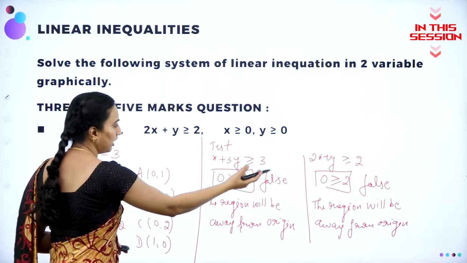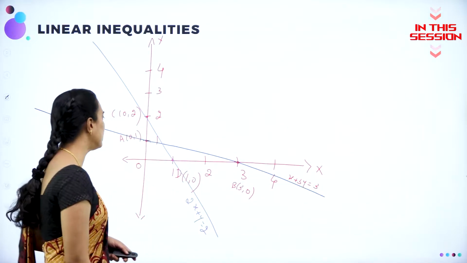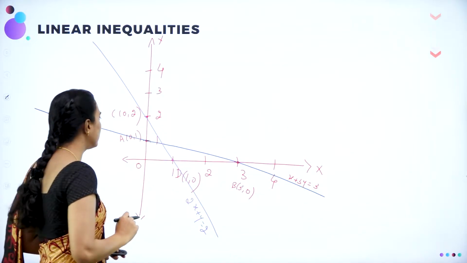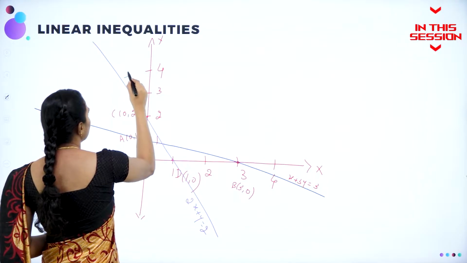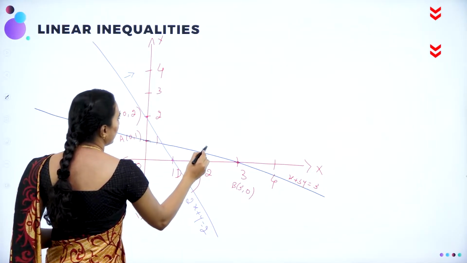This is false and that also false. Both also false means both the lines will be away from the origin. See, this is away from the origin. This is also away from the origin.